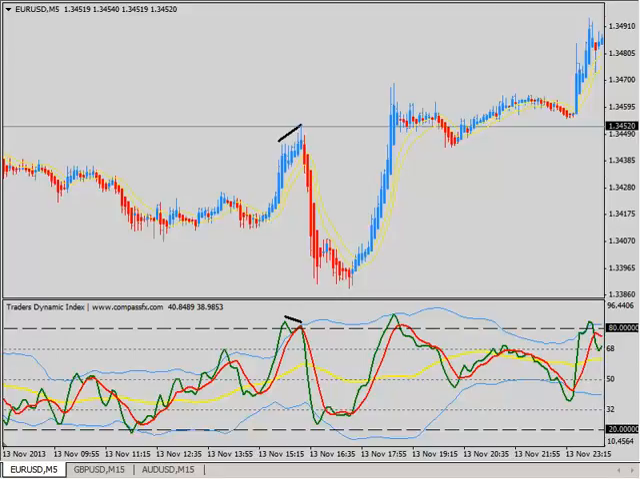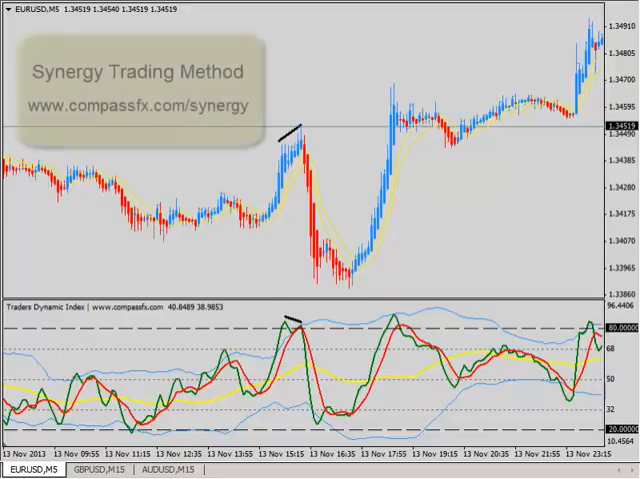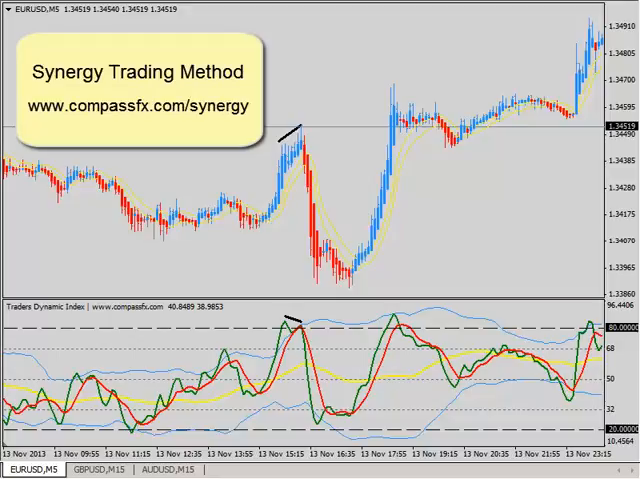Now, here's what we're looking to do. We're looking to trade reversals off of overbought, oversold conditions seen in the Trader's Dynamic Index. For those of you not familiar with the Trader's Dynamic Index, it's an indicator that I developed a number of years ago that shows market sentiment.